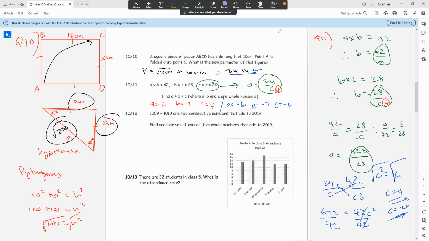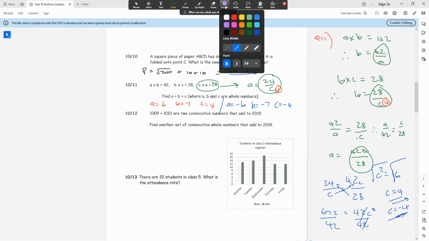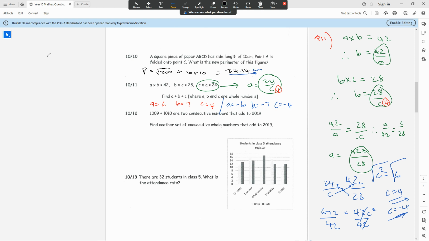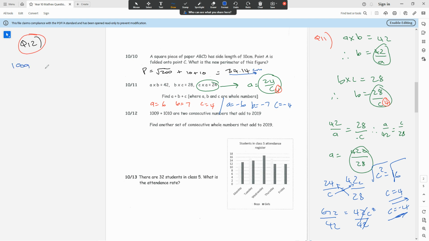All right. That takes us to question number 12. We have the following. So we've got 1009 plus 1010 are two consecutive numbers. We know it. And they add to 2019. Find another set of consecutive whole numbers that add to 2019.